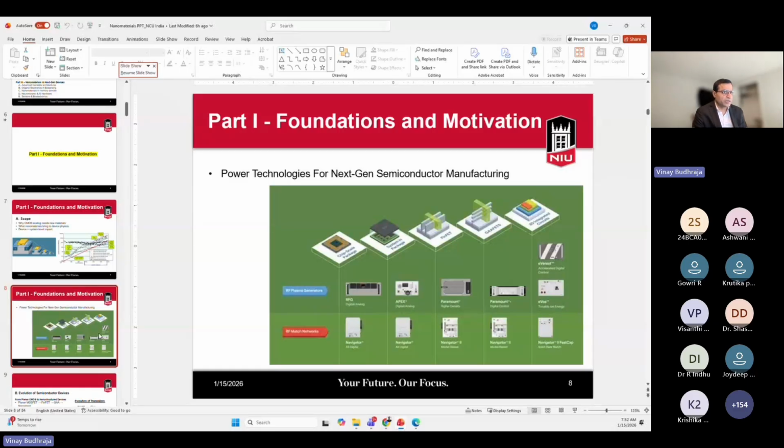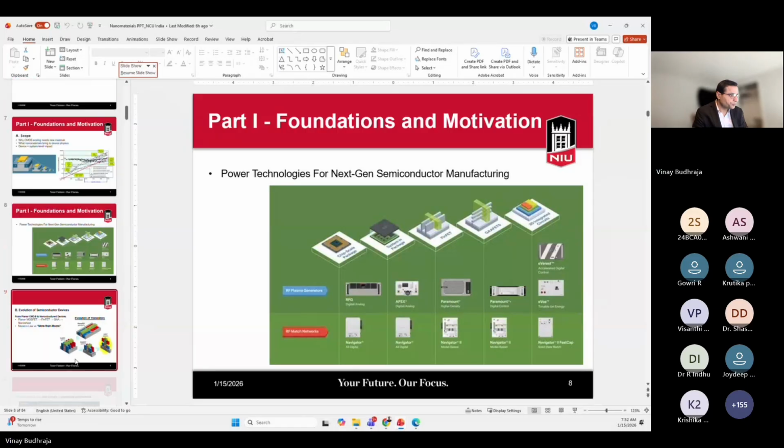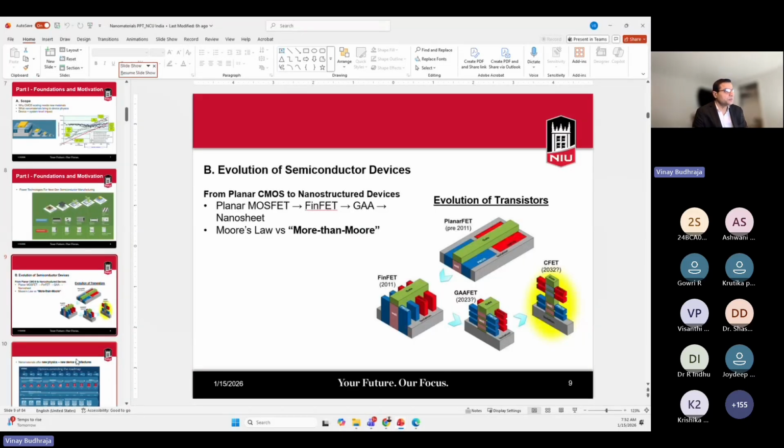Power technologies for next generation semiconductor manufacturing. We have seen different types of packaging, which moves from chip scale to 3D integrated. So it evolved from chip scale package, system in package, FinFET, GAA FETs, and the 3D integrated circuits. Evolution of semiconductor devices: it started from planar CMOS to nanostructure devices.